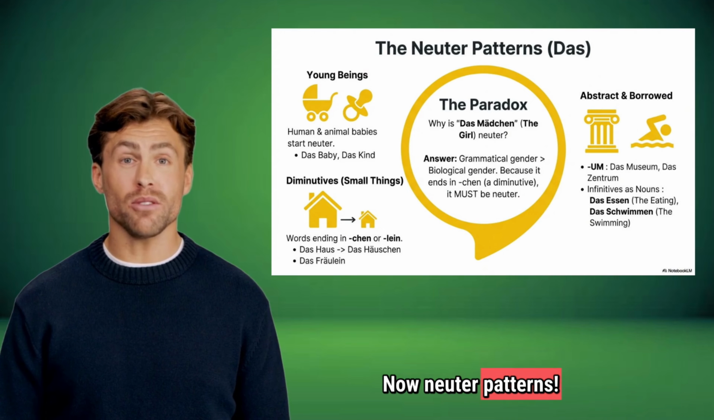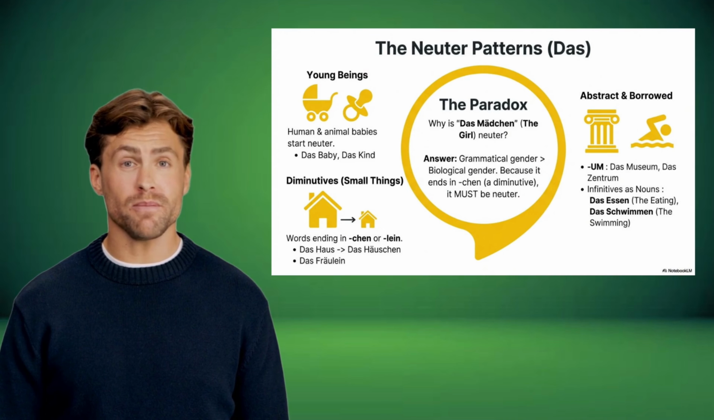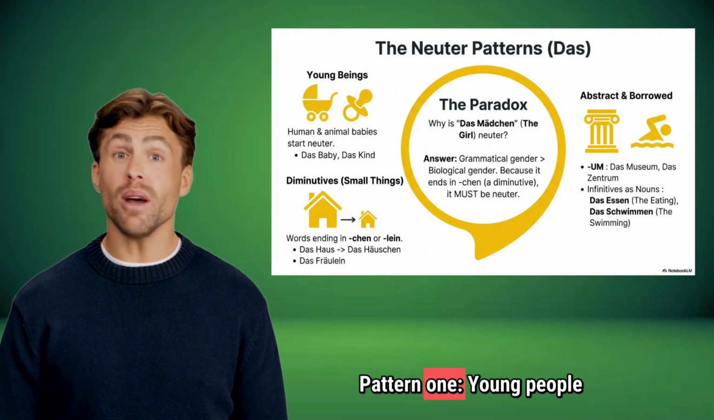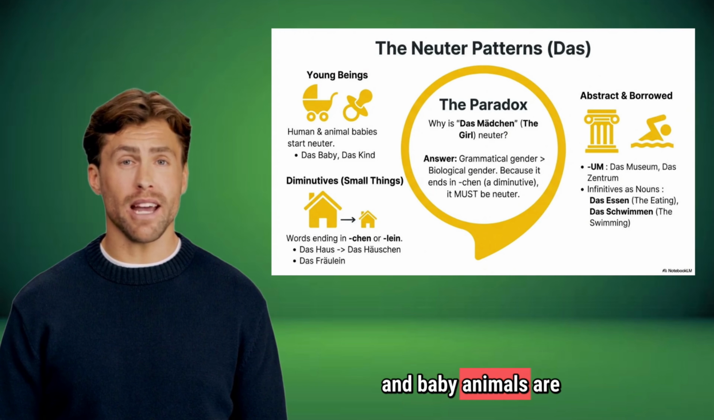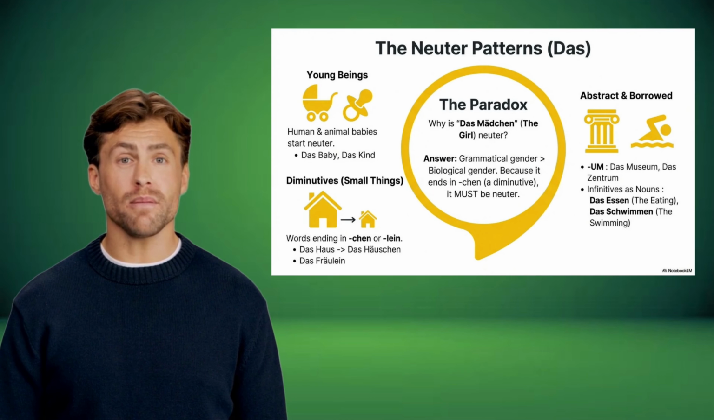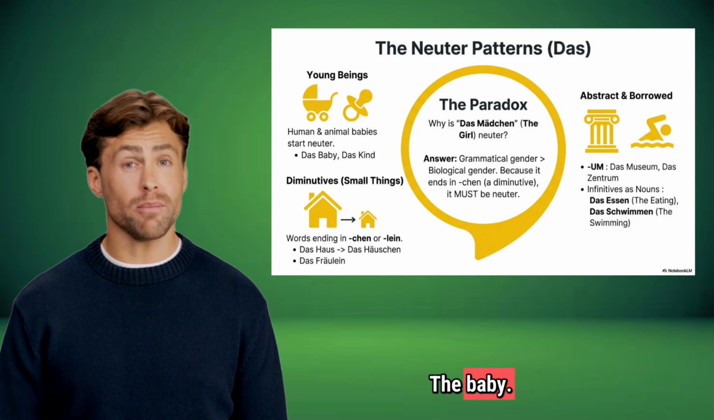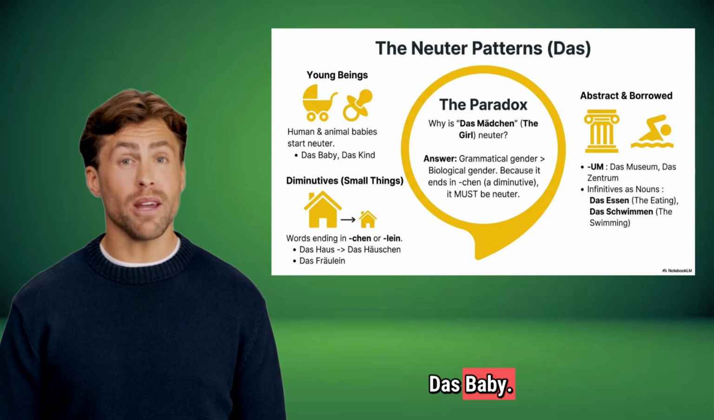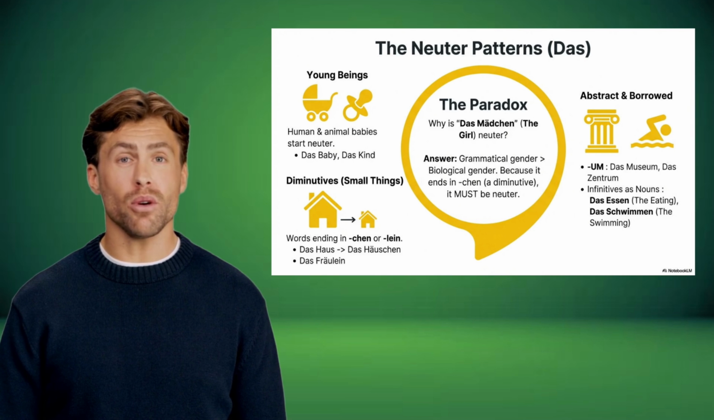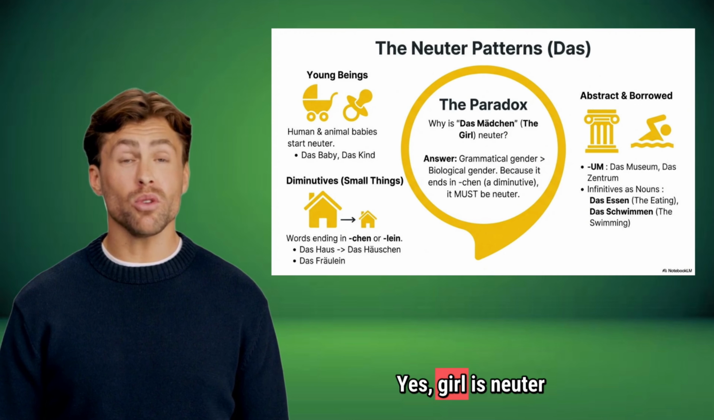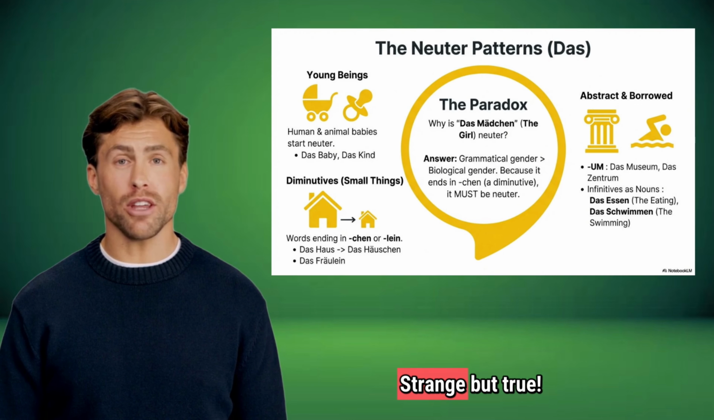Now, neuter patterns. These are special. Pattern 1. Young people and baby animals are neuter. The child, das Kind. The baby, das Baby. The girl, das Mädchen. Yes, girl is neuter in German. Strange, but true.